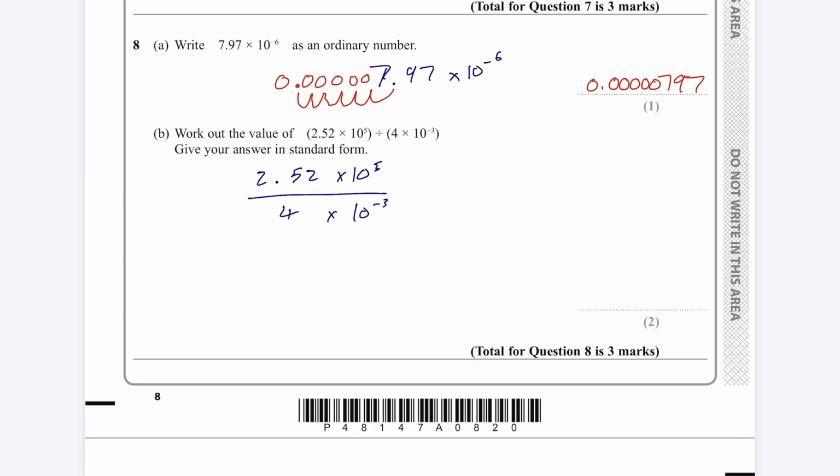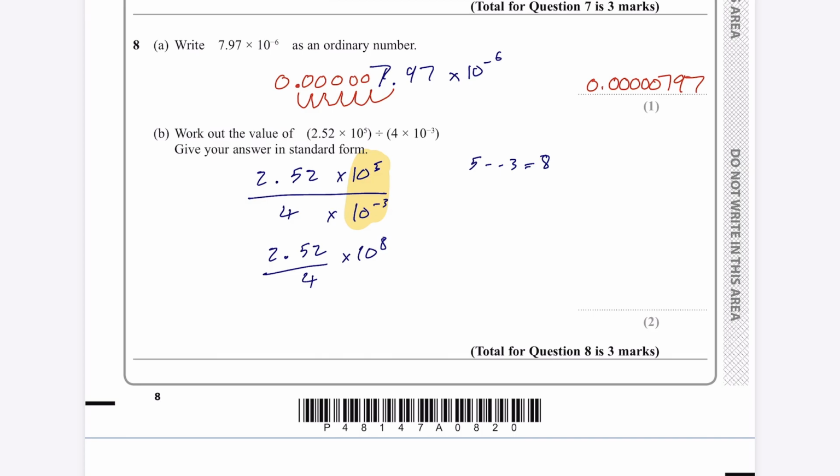So let's take care of the indices first. So that's this right side here. We know when you divide indices, it's the same as taking them away. So this will become 5 take away minus 3, which becomes 8, because the minus and the minus become a plus. So now this becomes 2.52 divided by 4 times 10 to the power of 8.